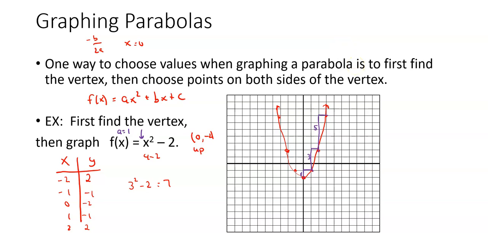So this is not a line, because for a line, those numbers would be the same, right? I'd always be going up 1 and over 1 or up 3 and over 1. Not the case here with the parabola. I'm going up 1 and over 1, then up 3, and then up 5.